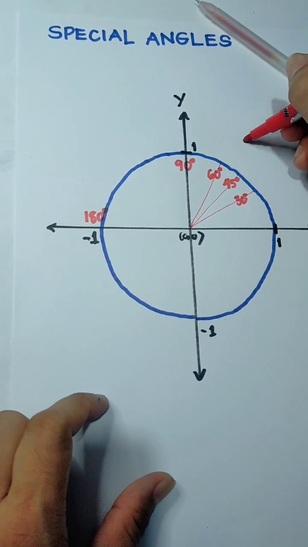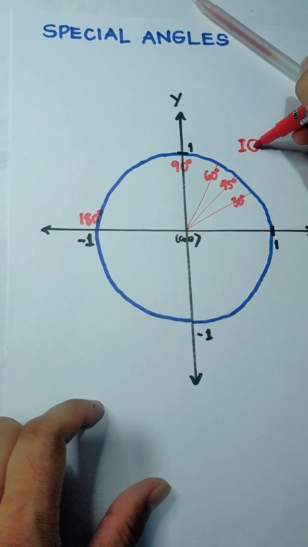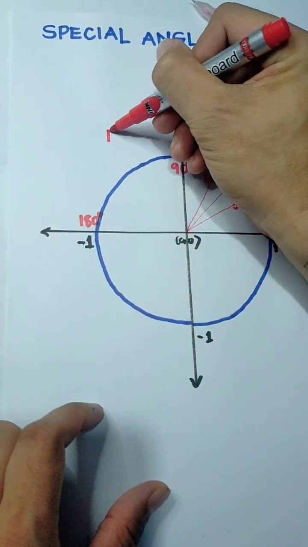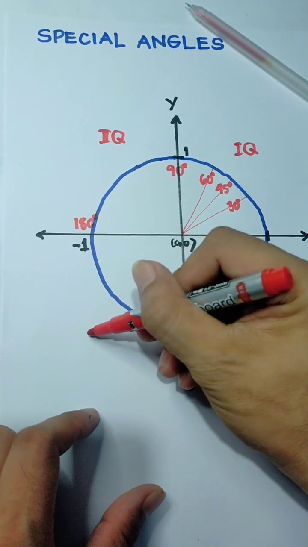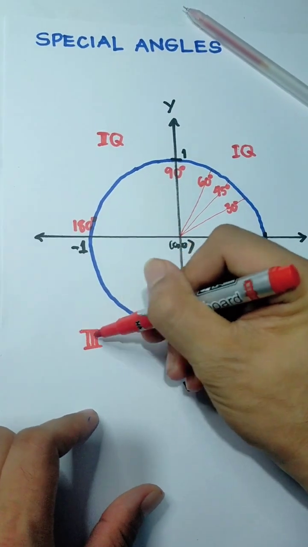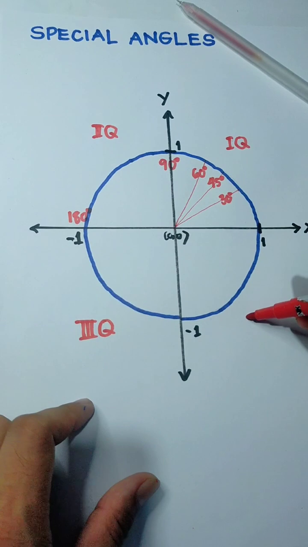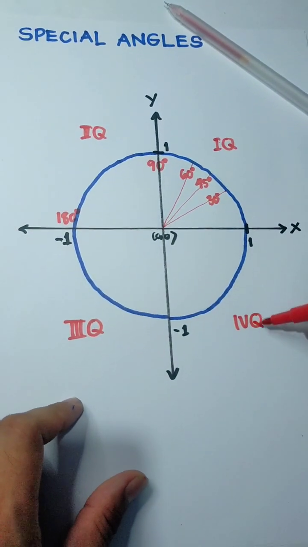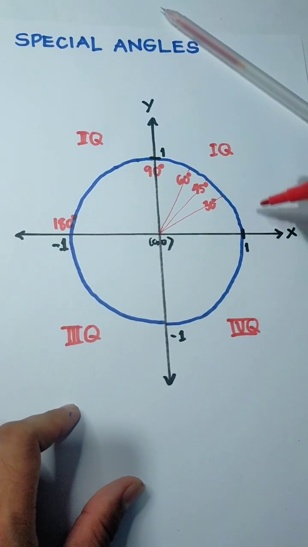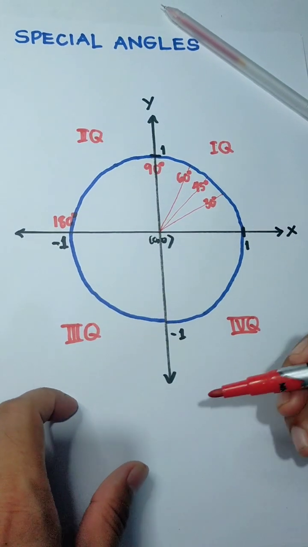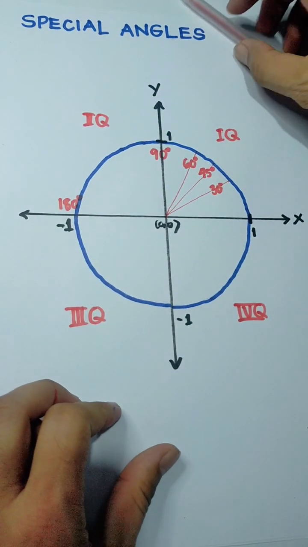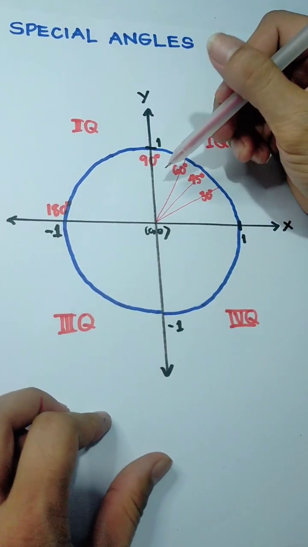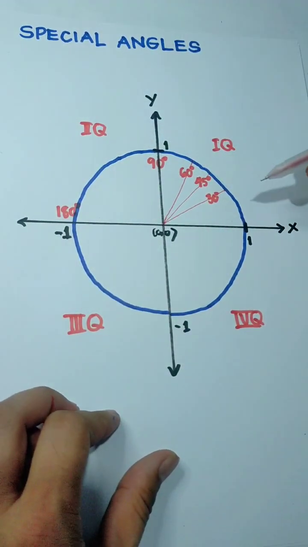So this is our first quadrant, quadrant 1. This is the second quadrant here. Next is the third quadrant, and then the fourth quadrant. So it's the anti-clockwise rotation or counterclockwise rotation. Now let's do the other special angles in the second quadrant.